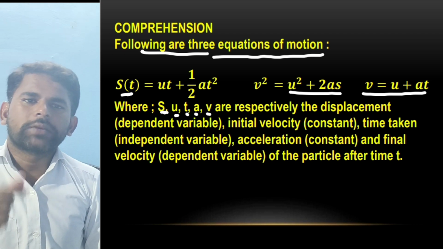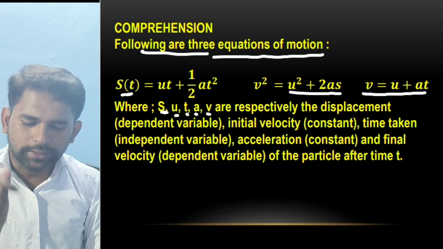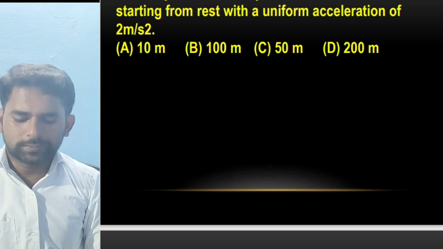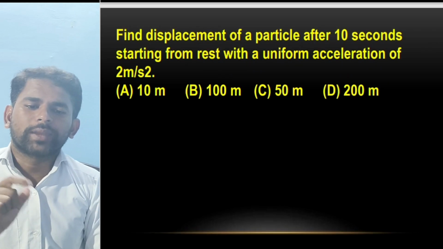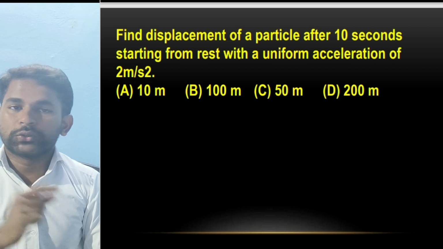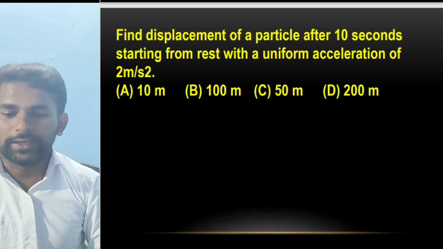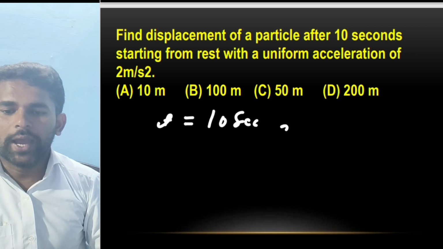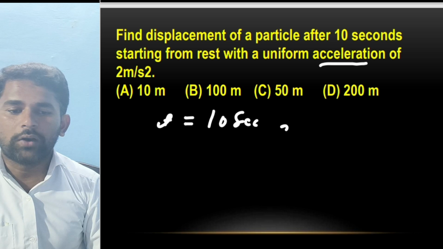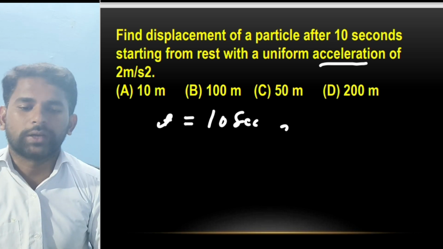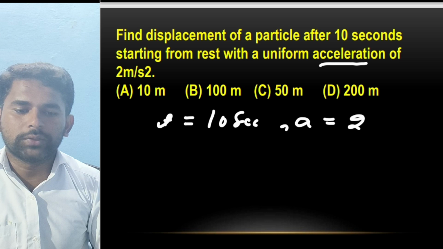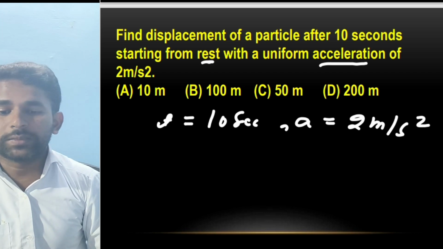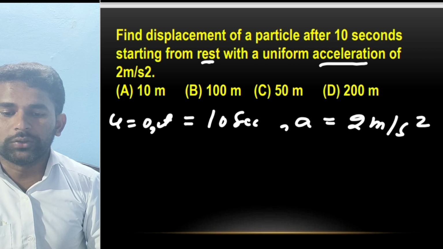So according to this given condition, you can see the first question, they are asking to find the displacement of the particle after 10 seconds. So they are asking displacement after 10 seconds. It means what is given? T is equal to 10 seconds. Very good. And next, acceleration is given as 2 meter per second square. So it means acceleration a is equal to 2 meter per second square. The particle is coming from rest. Rest means the initial velocity will be 0 here.